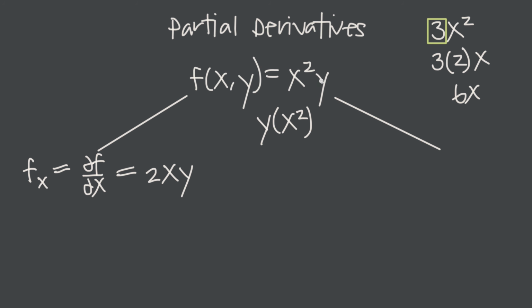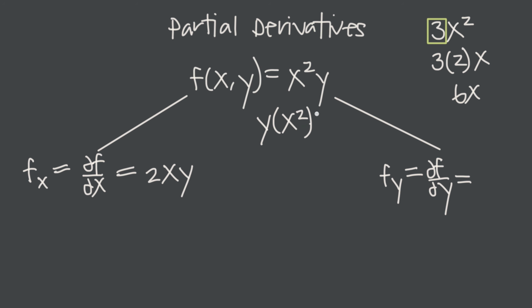So as you might imagine, instead of f sub x, we can call it f sub y. And instead of the partial derivative of f with respect to x, we write that as the partial derivative of f with respect to y, or partial f, partial y, and this represents the partial derivative with respect to y. And now, of course, we do the opposite operation. In this case, we treat x as a constant, and we treat y as a variable.